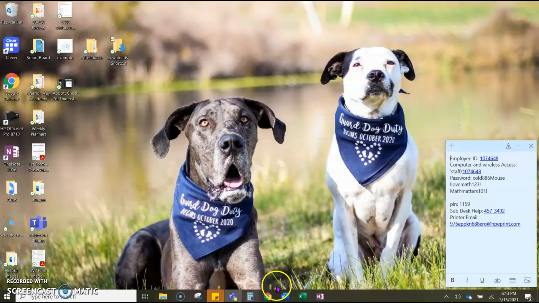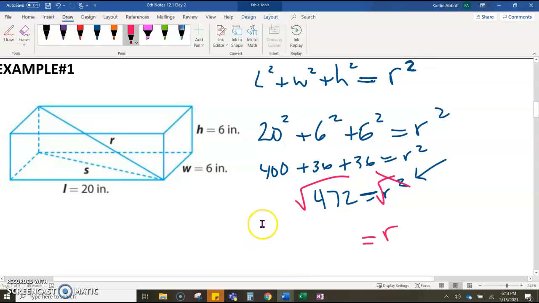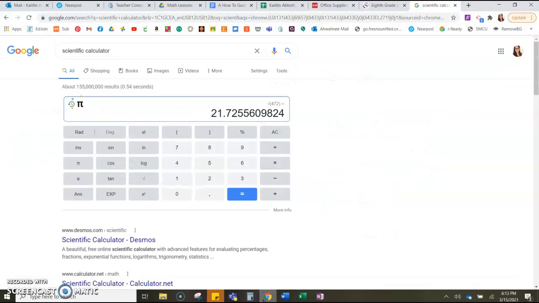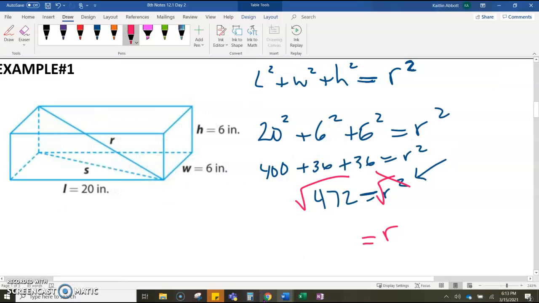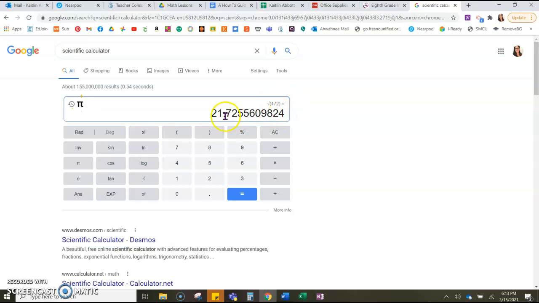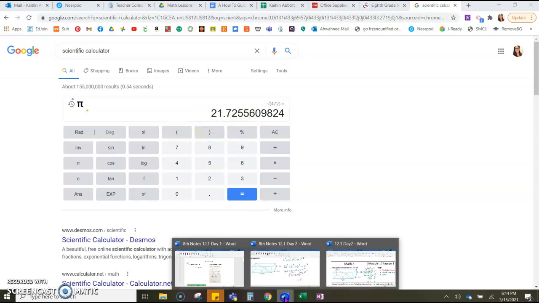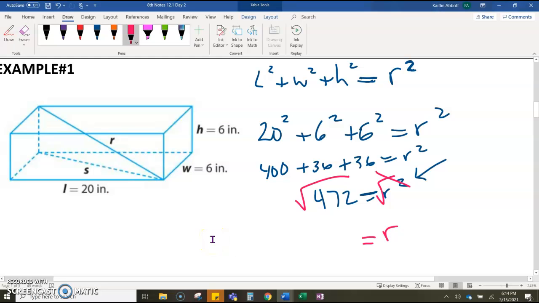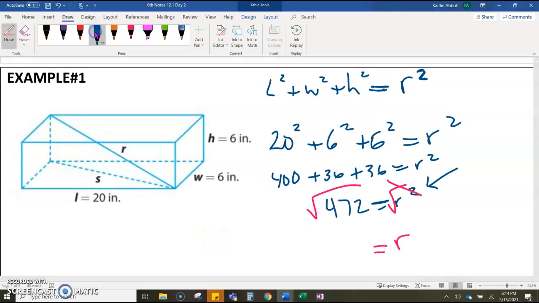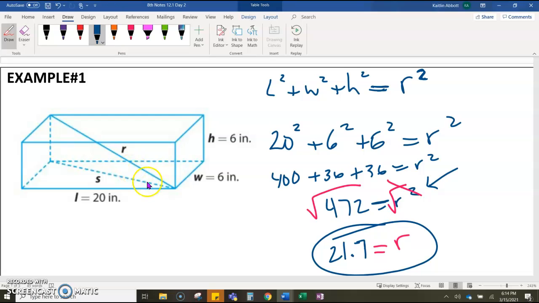472 equals 21.72. Did I say 72 or 27? 72, okay. So when you get a really big decimal like this, we're just going to round to the tenths, this first one. So I'm going to write 21.7, and that's going to be my answer. Ta-da, final answer. All done. That is how big it fits in the box.